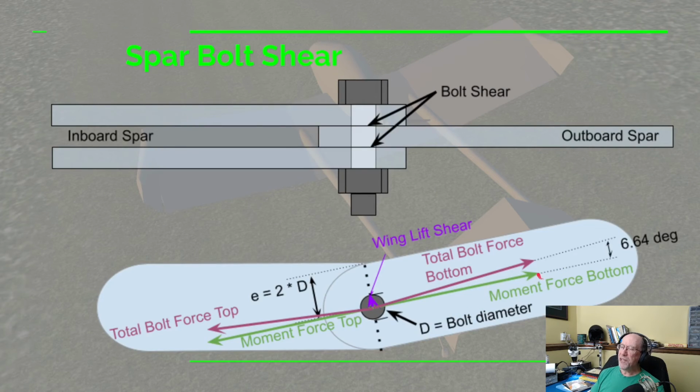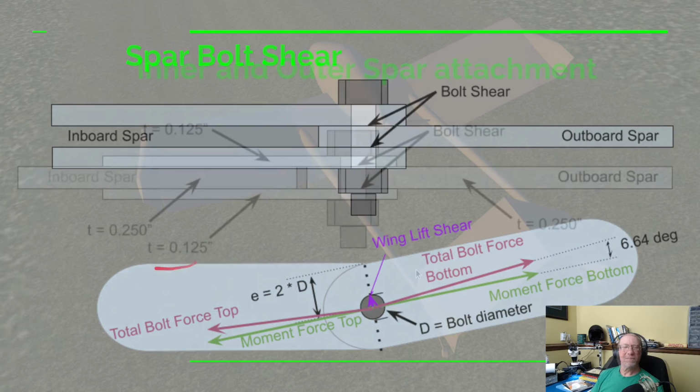So again, what I did is I took this force, I took the cosine of this angle, and it gave us this value here for the moment force, and it came out with the right number. So that's a way to do a sanity check, make sure we haven't made a mistake. So it came out pretty good.